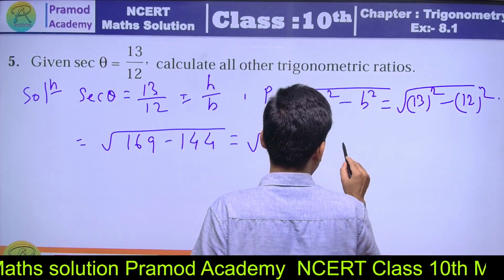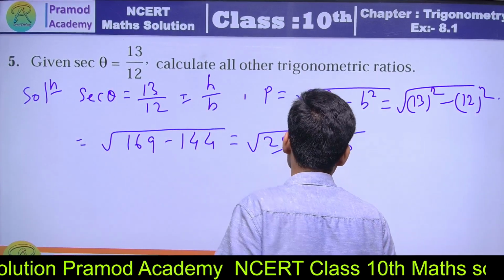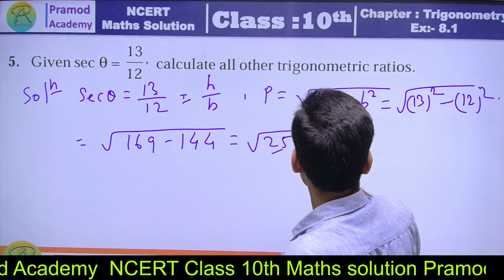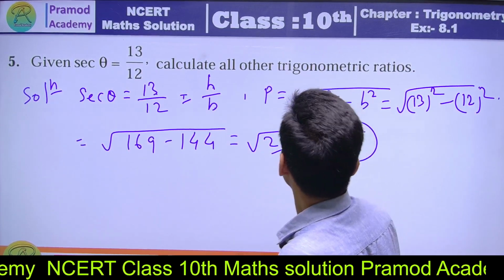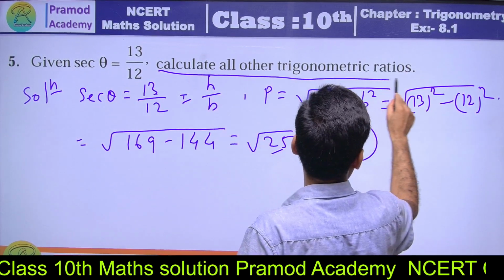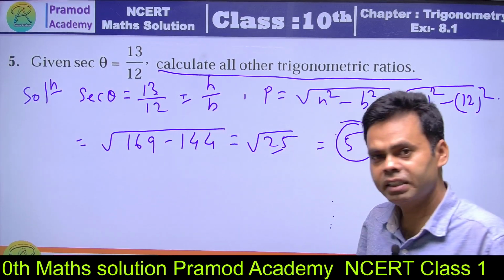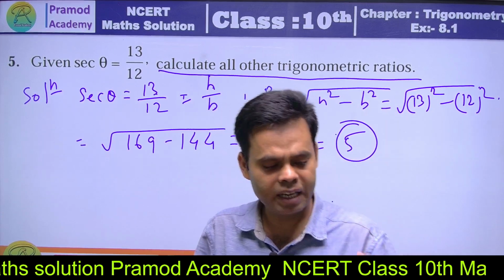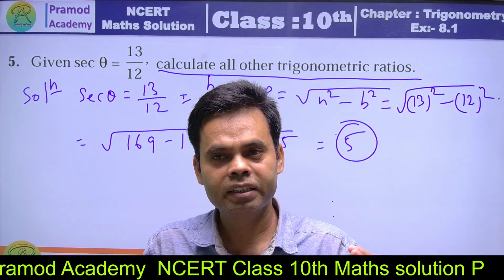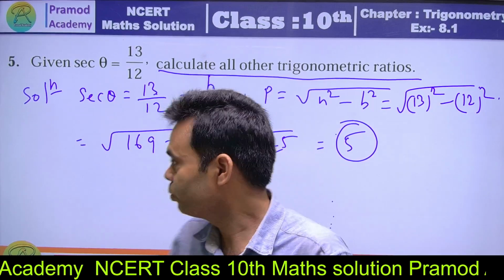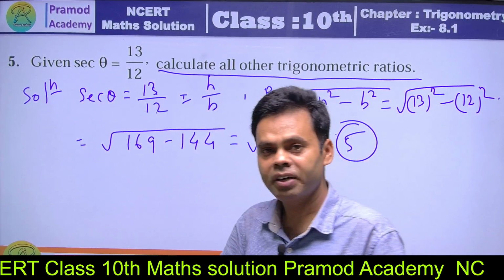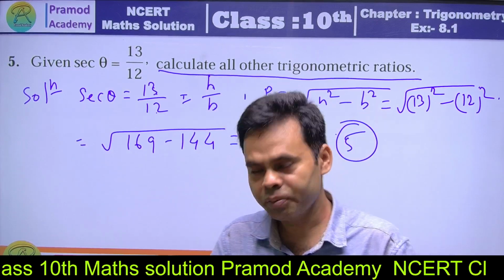So square root of 25 is 5. Value of H is... value of P is 5. Now we have to calculate all other trigonometrical ratios. There are 6 trigonometrical ratios: sine, cos, tan, cosec, sec, cot. One is given here, sec theta equal to 13 by 12. The remaining 5 trigonometrical ratios we have to find.